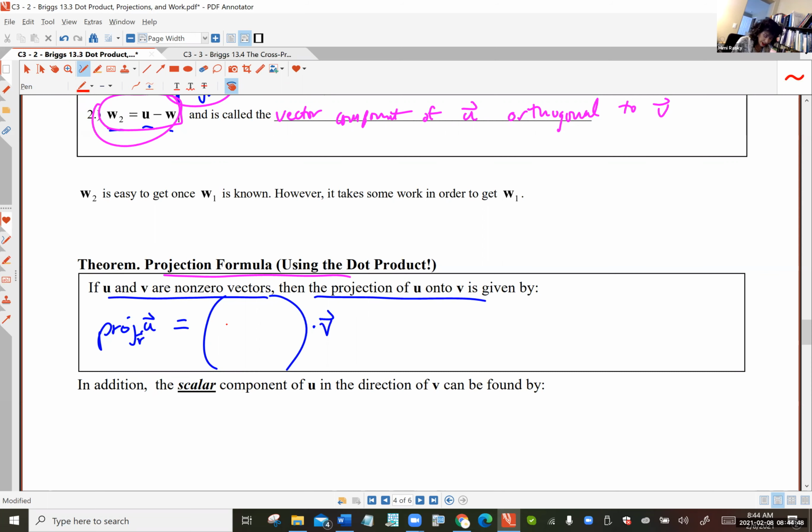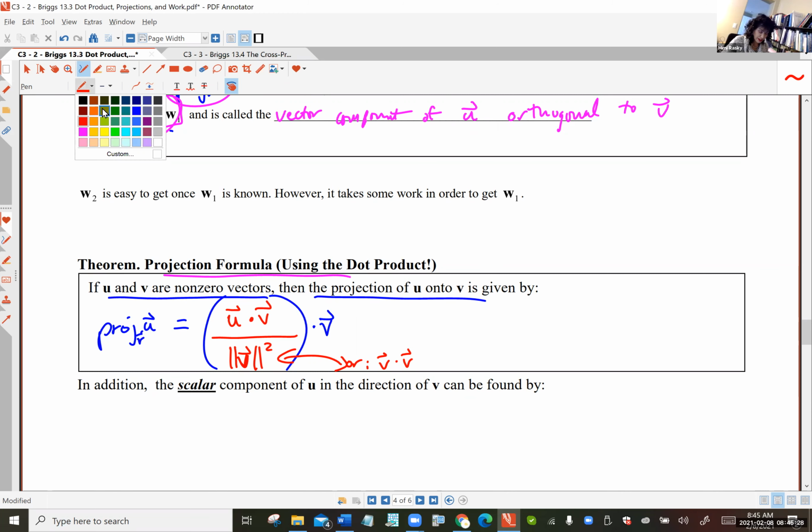It's a weird fraction. The numerator is going to contain the dot product of U and V. And the denominator, you can do one of two ways. I'll give you two choices. It can either be the magnitude of V squared, or let's see if you remember. Do you remember that the magnitude of a vector squared is the same as the dot product of the vector with itself? Anybody remember that weird, strange property from last week?